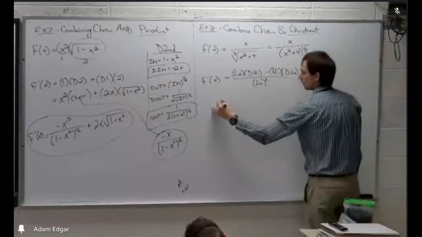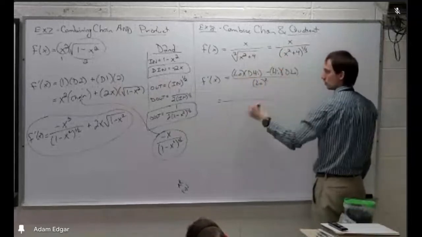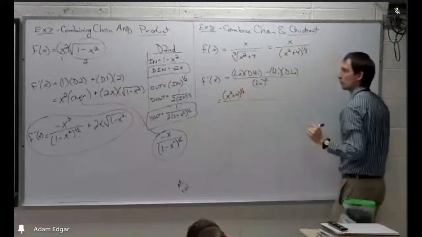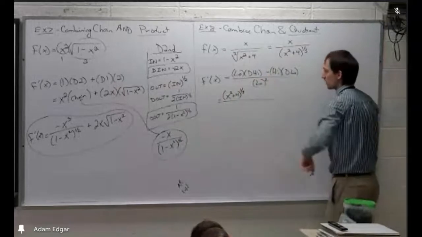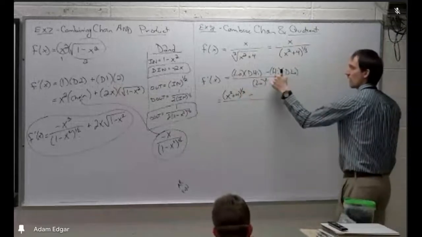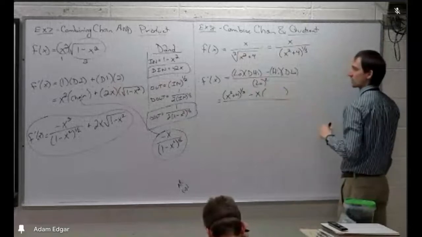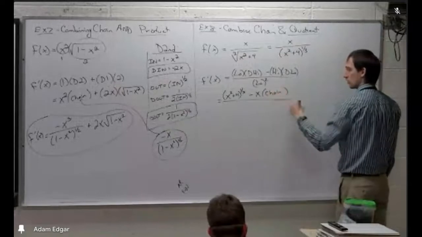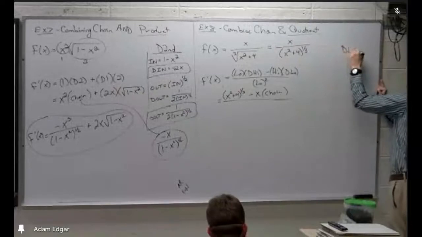So what's low? Do we know what low is? Cube root thing. So low is x squared plus 4 to the 1 third. What's d high? 1 times 1. I'm not going to write it. Minus high. What's high? x. All right, we're off to a good start. And what's d low? That's messy. That's chain. So I'm just going to write chain in there for right now, and we'll come off to the side and do d low over here.